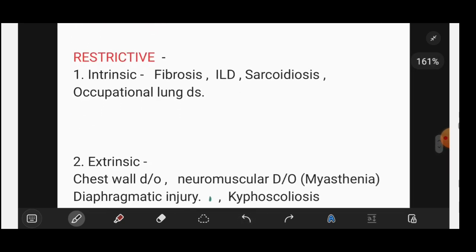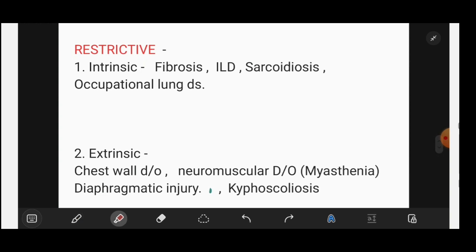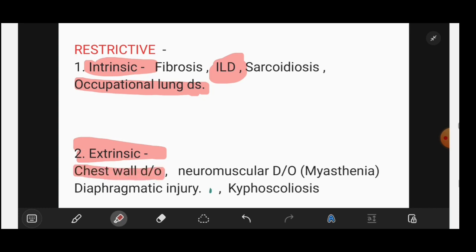Coming to the next, guys, what are the different restrictive lung diseases? We have two types of the restrictive lung diseases, intrinsic and extrinsic. For the intrinsic lung diseases, we have fibrosis and interstitial lung diseases, sarcoidosis, and the occupational lung diseases. So these are the intrinsic. What are the extrinsic? Extrinsic means outside the lungs. So any chest wall disorder, like any neuromuscular disorder like myasthenia gravis, diaphragmatic injury, and kyphoscoliosis. These are the examples of extrinsic restrictive type of disorders. So these are the obstructive and restrictive lung diseases, guys.